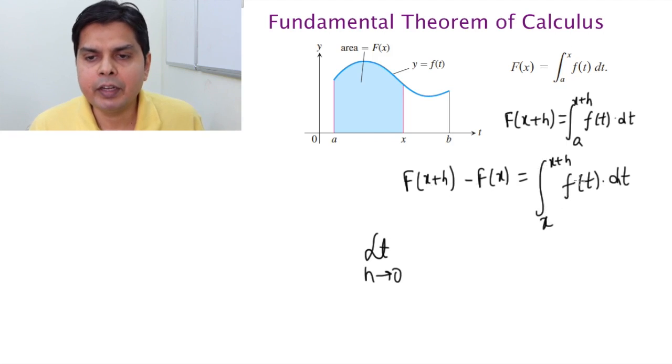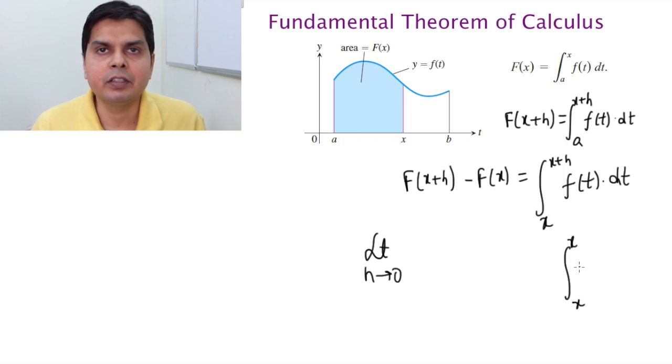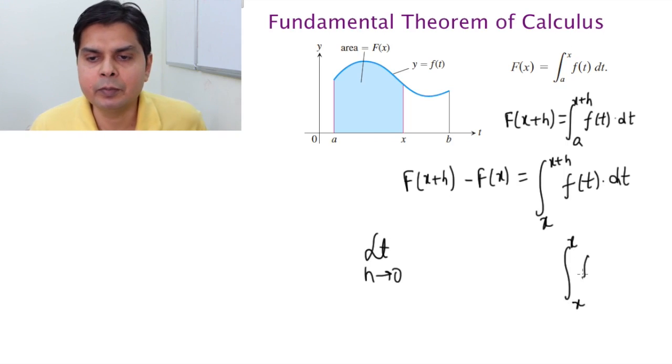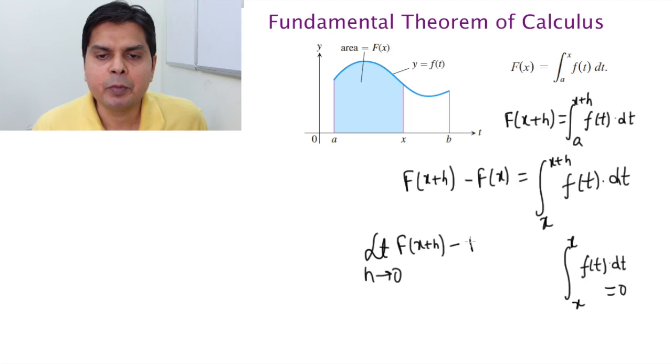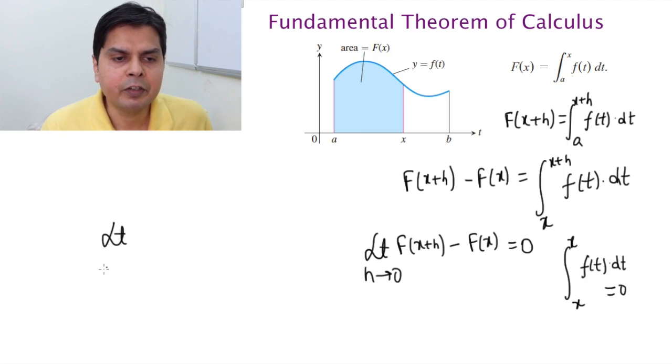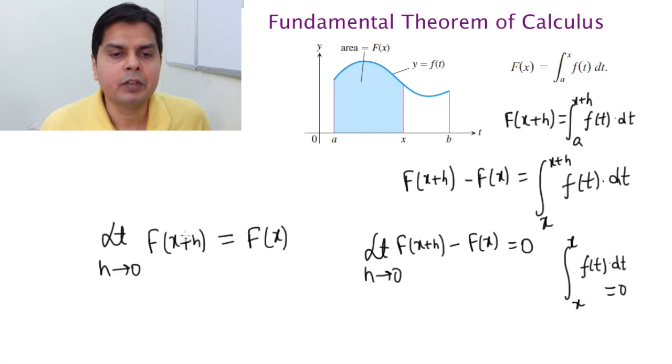So integration of any arbitrary function, say from a value x to another value x, that is what? It is an integration over a zero width interval. So this f(t) dt will be equal to 0 for any arbitrary value of this function. So what I can say is that limit h tending to 0, F(x+h) minus F(x) will be 0. So I can write limit h tends to 0, F(x+h) is equal to F(x).